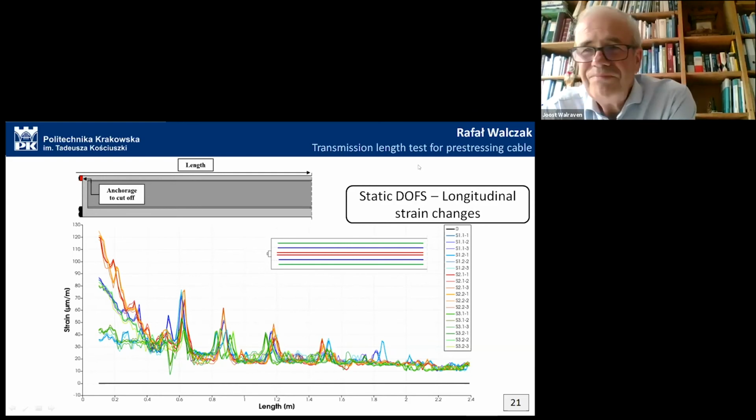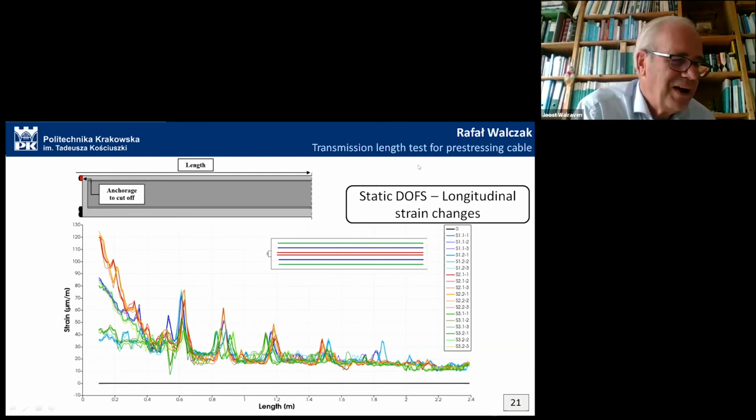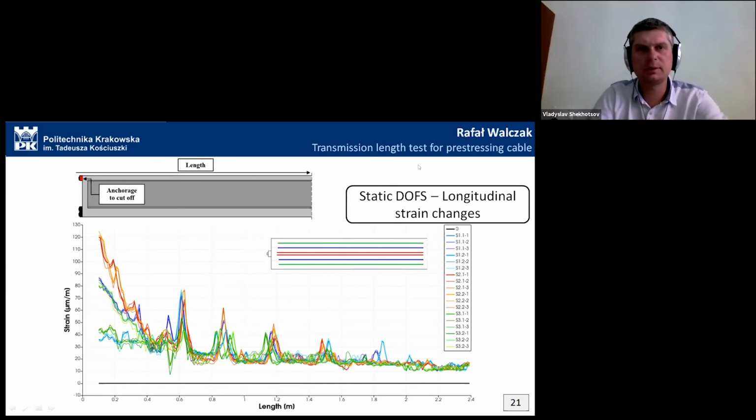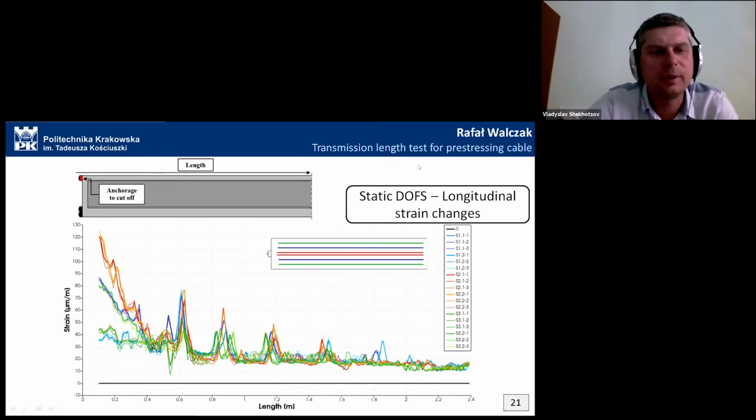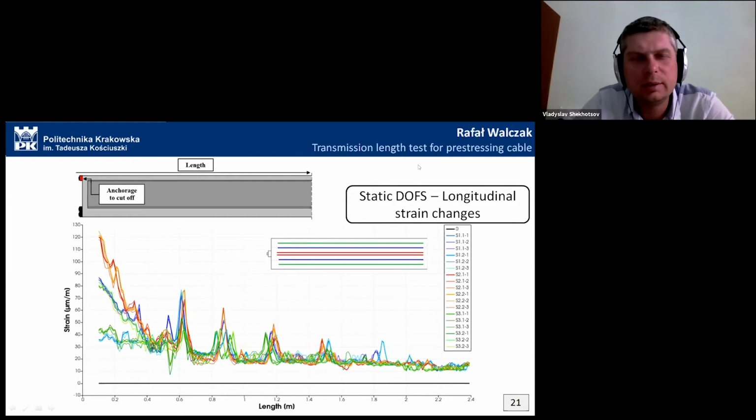Okay. Are there any more questions? Maybe I ask one question. Yes, hello, Rafał. I don't understand, maybe I missed something. Why did you choose to cut off the upper anchorage in the stress zone? Not the lower anchorage, only the upper anchorage.